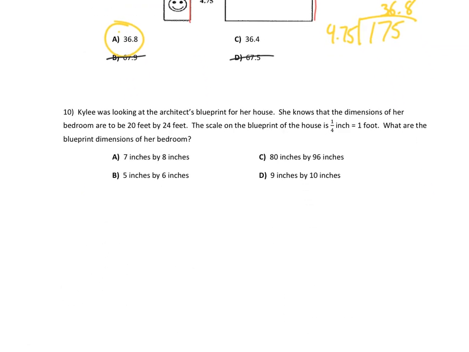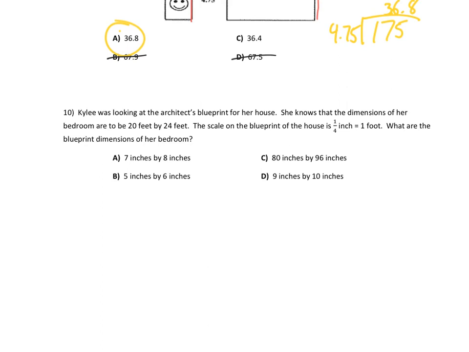All right, final one. Number 10. Kylie was looking at the architect's blueprints for her house. She knows the dimensions of her bedroom are to be 20 feet by 24 feet. The scale on the blueprint of the house is 1/4 inch equals 1 foot. What are the blueprint dimensions for her bedroom? All right, this is some pretty good real-world stuff, just so you guys know. I want you to be aware of that.